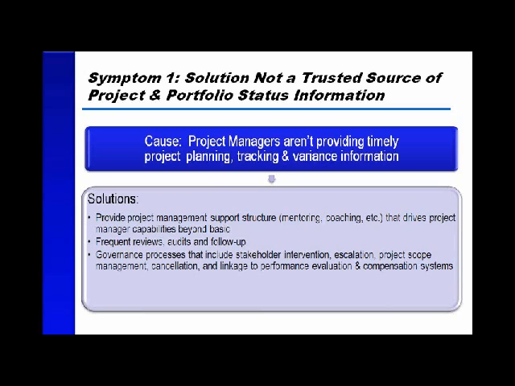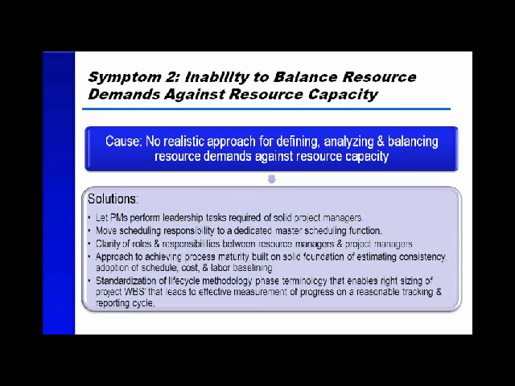The second symptom I want to talk about, and this is one of the most common occurrences we see with the challenges, or really the need to rescue these solutions, is an inability to balance resource demands against resource capacity. Most organizations that embark on an enterprise project management solution are not looking to stop at schedule management. If we think about project management tools, the most fundamental thing people tend to do initially is to build a Gantt chart or a schedule.